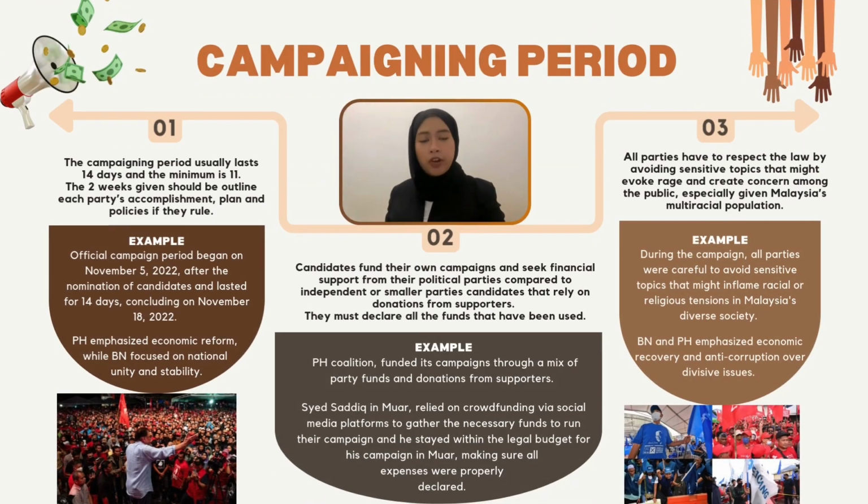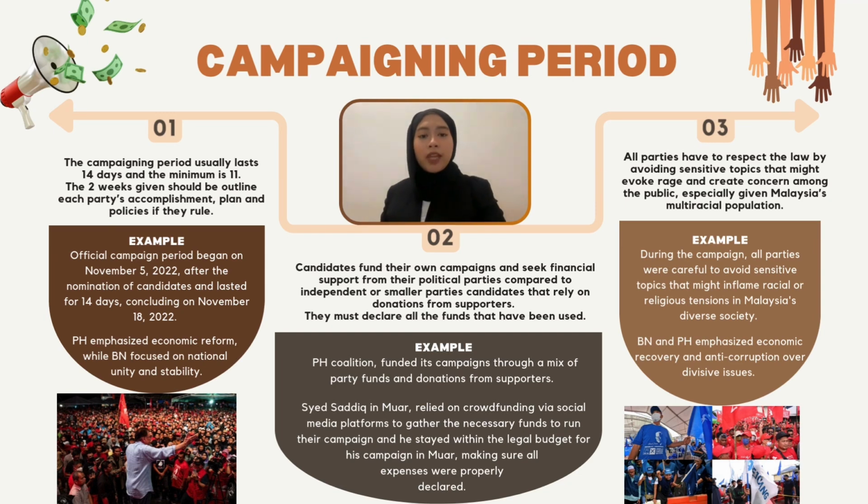Next is the campaigning period. After the nominations of candidates are announced by the Election Commission, the official campaign period will start and will end before polling day. It can be divided into three perspectives. First, the campaigning period usually lasts 14 days and the minimum is 11 days to win the hearts of the voters. The two weeks given should be used to outline each party's accomplishments, plans and policies if they rule.